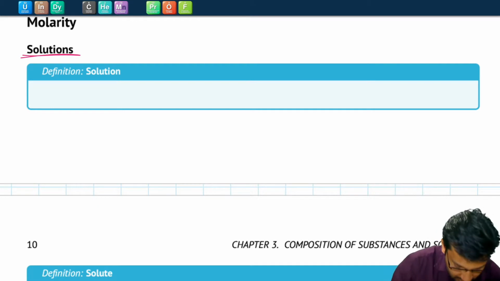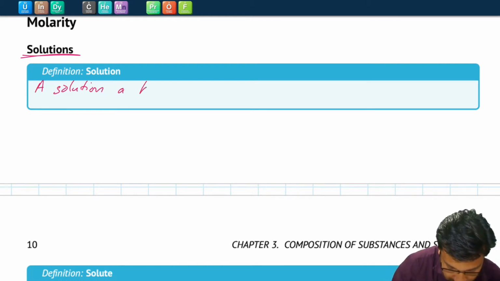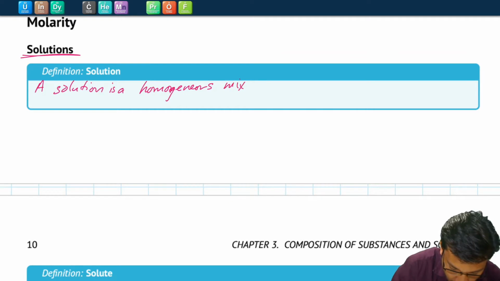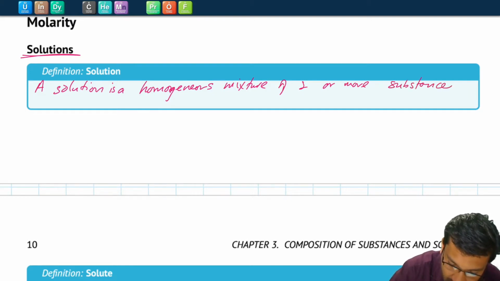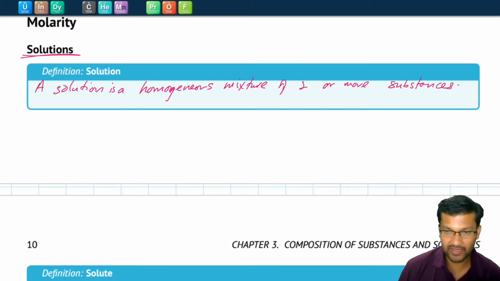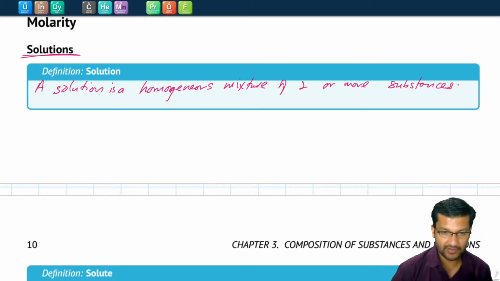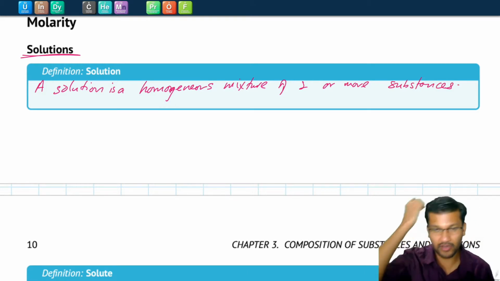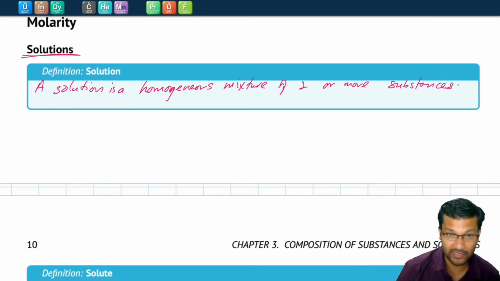A solution is simply a homogeneous mixture. Remember what our definition of homogeneous mixture is, of two or more substances. Typically, when we think of solutions, we think of solutions in the liquid phase, like things dissolve in water, but that's not the only definition of a solution.